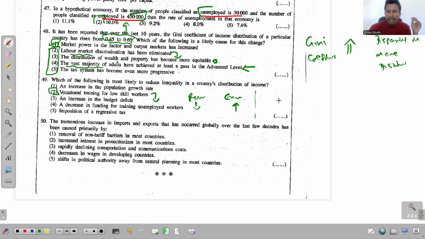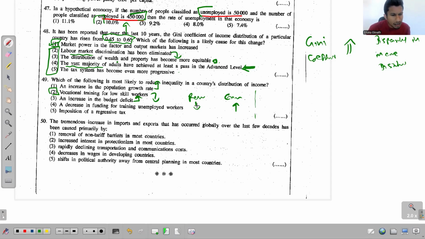The problem is that indirect taxes are quite high. So what happens? Tax system becomes regressive. Now if you take indirect taxes, it's more towards regressive tax. Those who have more pay less, those who don't have pay more. So as a result what will happen? The disparity in income distribution will increase. So disparity increases. That is what happens. From this too it increases. The fourth one, a decrease in funding for training unemployed workers.